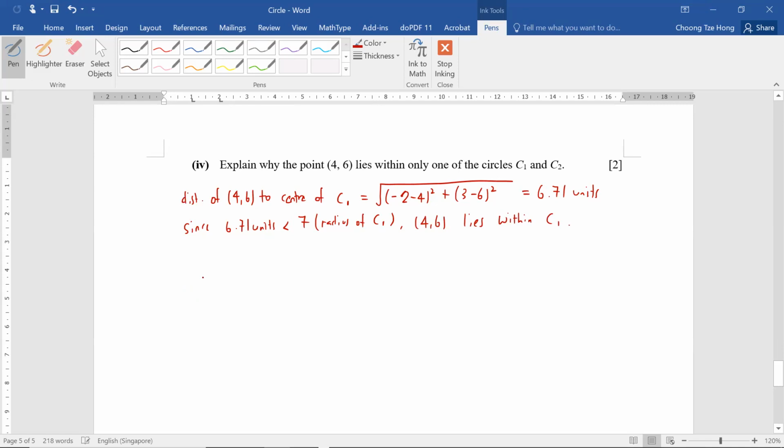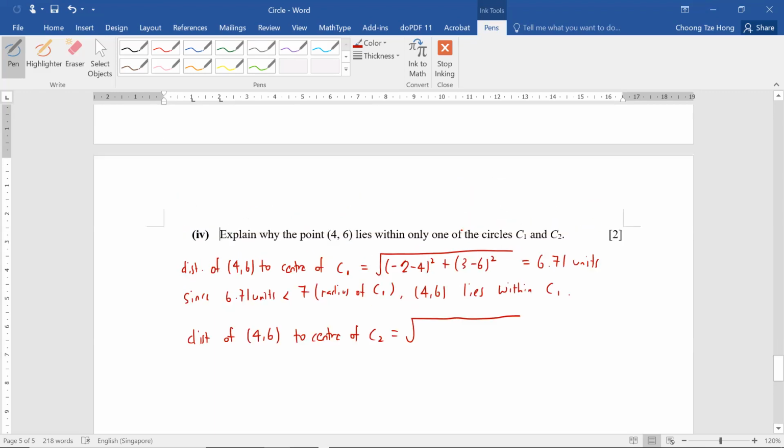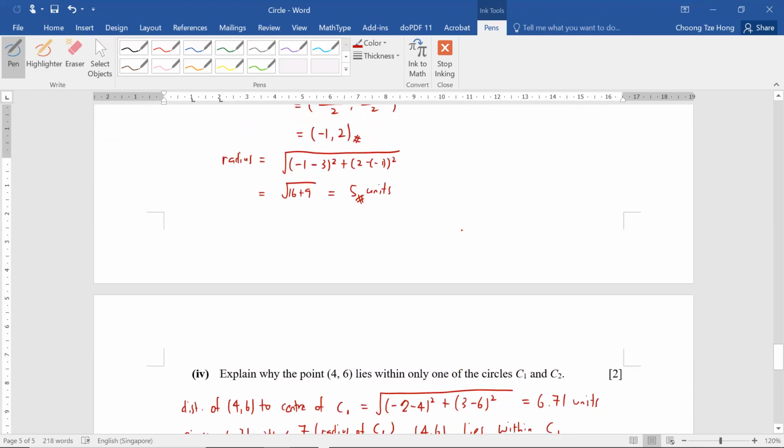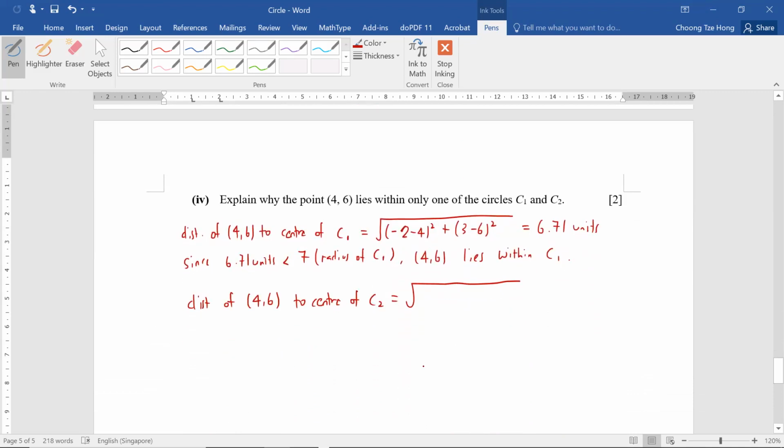Then next, let's do it for the second circle. Distance of 4, 6 to the center of C2. The center of C2 we obtained just now is minus 1, 2. Let's do that. Plus 2 minus 6 squared. So it's 6.40 units. But be careful, C2 has a different radius. C2's radius is only 5.